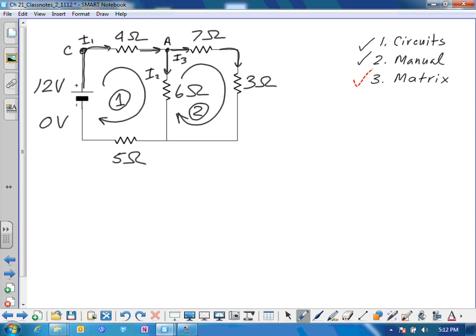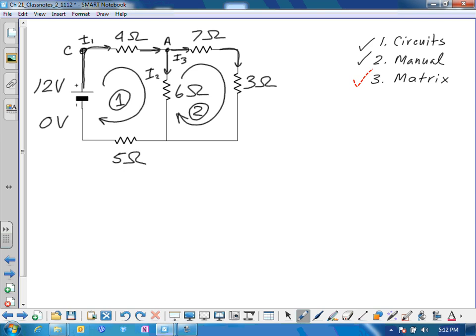Now, I chose the loops to be inside the circuit. We could also have a loop going around the outside of the circuit. Any two of the three would be fine. So you could have the loop going around the circle instead of one of the interior loops.